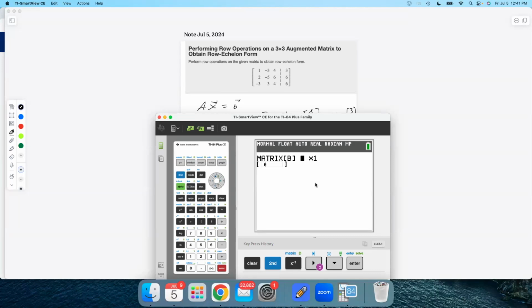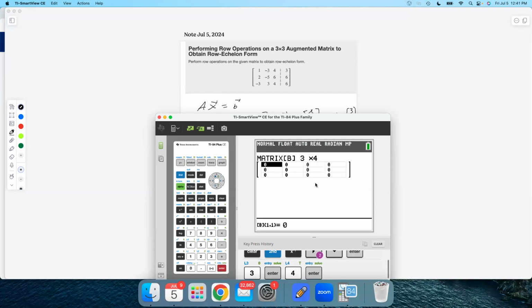How many rows do I have? 3. Hit enter. How many columns? 4. It's a 3 by 4 matrix. That's the augmented matrix there. Now I just type across. When I hit enter, see, watch, I hit 1, enter, it automatically scrolls over. Now, don't type this. That is not how you type -3. That's the minus button. That's the negative button. If I do that, it's going to give me an error. I have to type the negative sign, -3. And then I can just hit enter and it'll just scroll over.